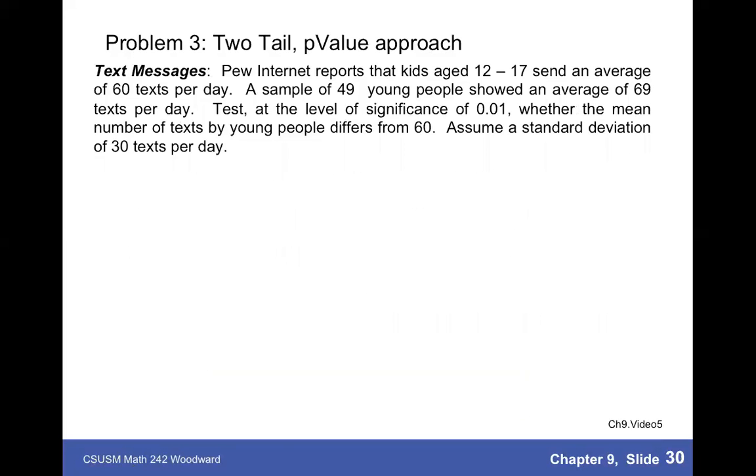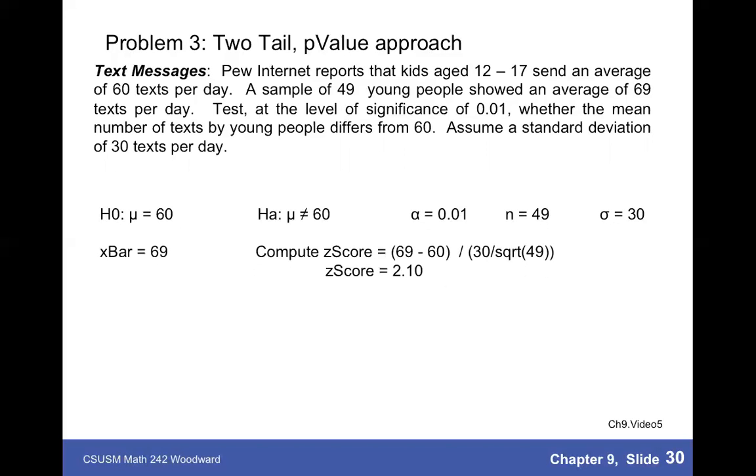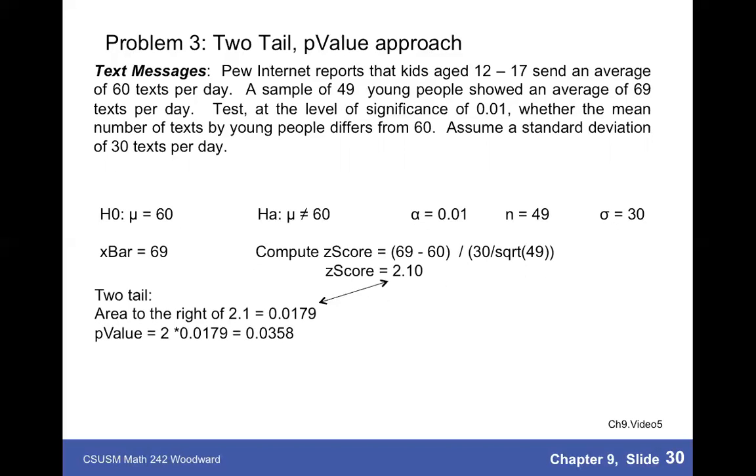And then the p-value approach, this is the same problem with 60 texts per year. H naught was mu is 60, HA was mu is not 60. There's the alpha and standard deviation. There's X bar. I compute the z-score. Z-score is 2.10 still. And this is a two-tail area.